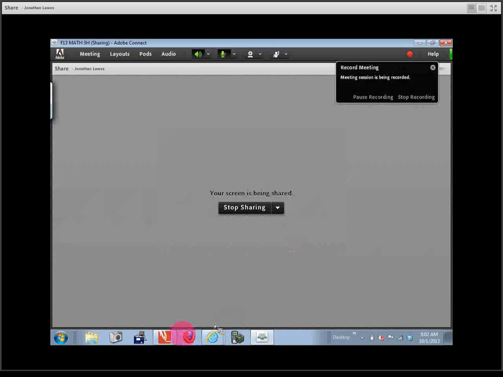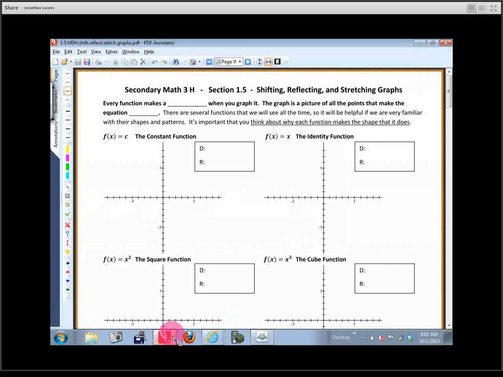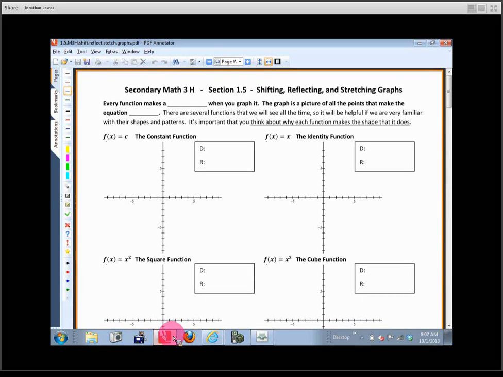Go ahead and get at this. This section is on, so the title is Shifting, Reflecting, and Stretching Graphs. So we're going to go through what we could call parent graphs or a library of functions, a library of graphs. These are kind of the basic building blocks, some of the things that we definitely want to understand about basic graphing and stuff like that.